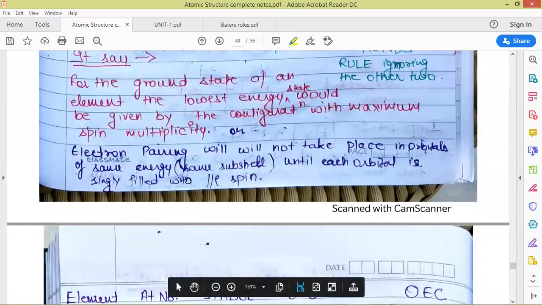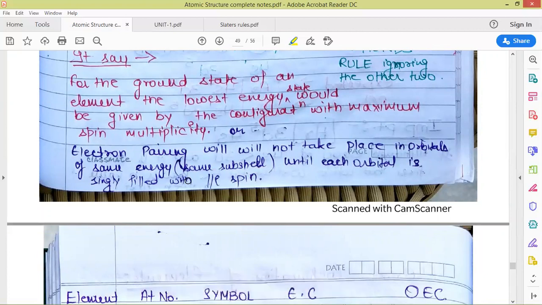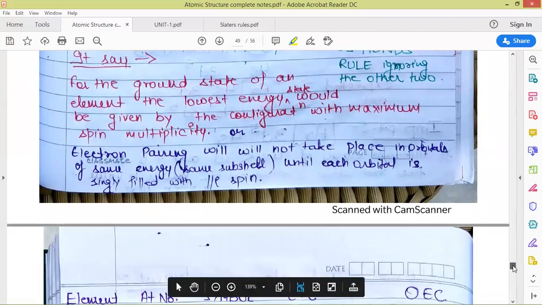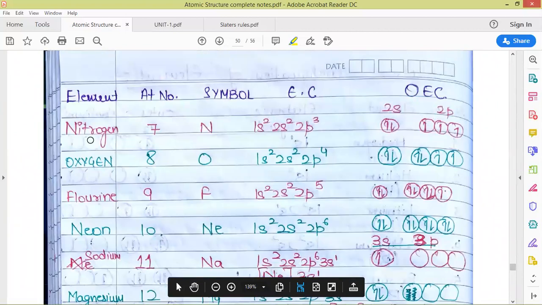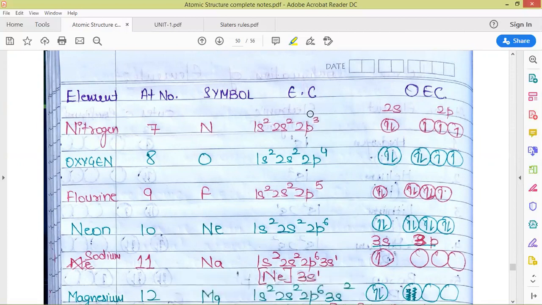Also, we can say that electron pairing will only take place in orbitals of the same energy until each orbital is singly filled with parallel spin. This we'll get to know for nitrogen or oxygen. Next element is nitrogen with atomic number 7. Now it has 3 electrons in 2p orbitals. So these 3 electrons will occupy all the 2p orbitals singly with parallel spin.